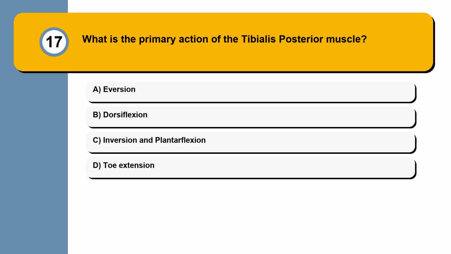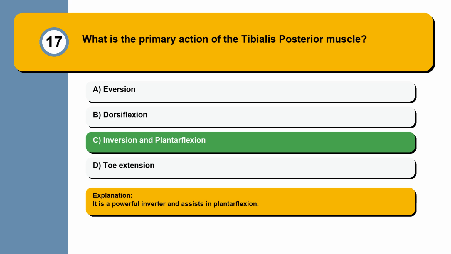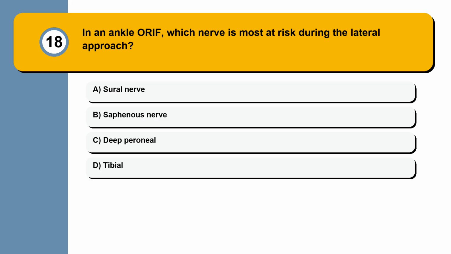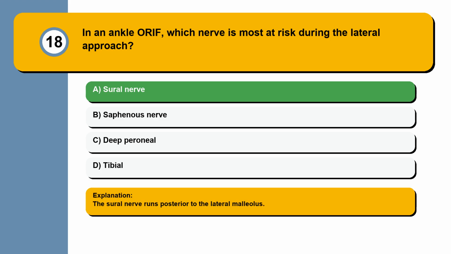Question 17. What is the primary action of the tibialis posterior muscle? Eversion, dorsiflexion, inversion and plantar flexion, toe extension. It is a powerful inverter and assists in plantar flexion. Question 18. In an ankle ORIF, which nerve is most at risk during the lateral approach? Sural nerve, saphenous nerve, deep peroneal, tibial. The sural nerve runs posterior to the lateral malleolus.